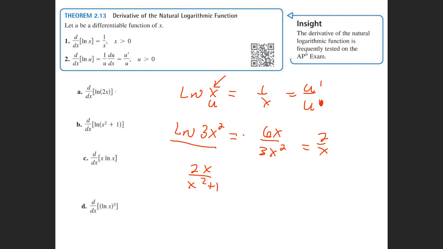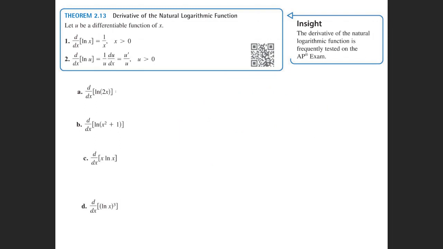Now we get into the hard ones, here and here. I don't think this one is as hard. I don't think D is as hard as C is. Okay, and why is C hard? Well, I'm looking at the problem and it looks like I'm going to have to use the product rule on this thing, because I have x times natural log of x. So to me, that screams product rule.